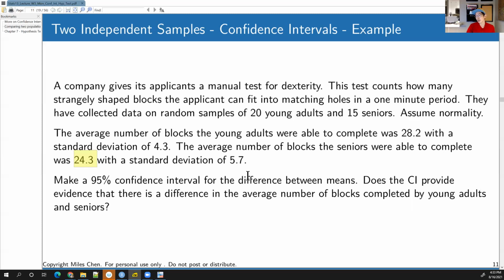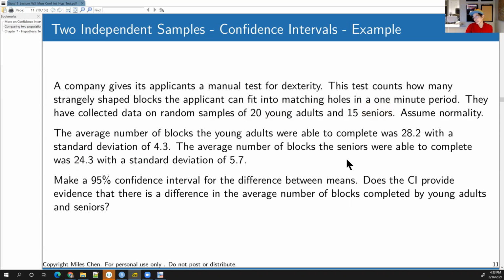Because it's also possible someone could argue that, just by random chance, you got some high performing young adults, and that's why they were able to complete 28.2. And you got some low performing seniors, and that's why they were only able to complete 24.3. It's a valid argument, maybe. Or is this difference between 24.3 and 28.2 not explained by random sampling, and really the young adults can do more than the seniors as far as blocks go?